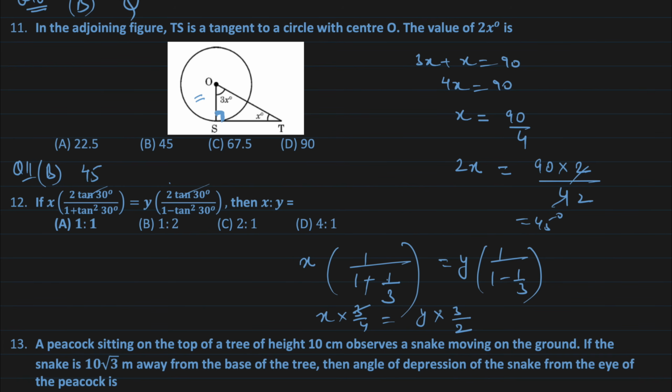So again 3 cancels out, and for x by y, y comes here and 4 goes there. So it will be 4 by 2, which is 2 is to 1, right? So question number 12, option C, 2 is to 1.